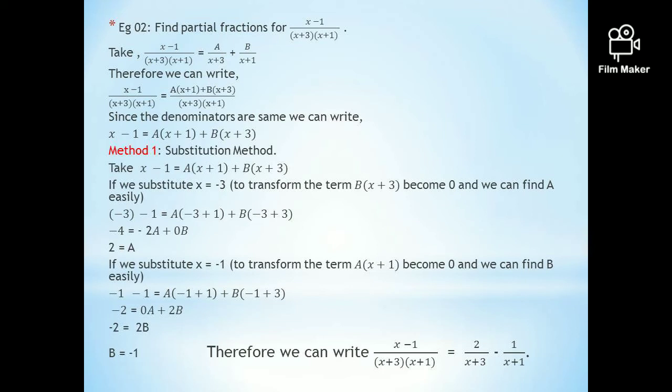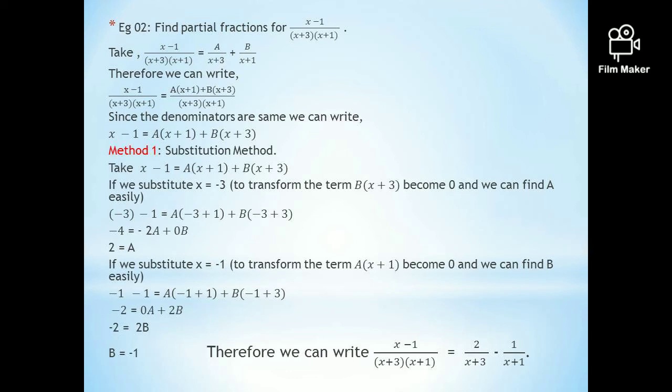With that, you can write x minus 1 divided by x plus 3 into x plus 1 equals a times x plus 1 plus b times x plus 3 divided by x plus 3 into x plus 1. Then, since the denominators are the same, you can simply equate: x minus 1 equals a times x plus 1 plus b times x plus 3. Then I will use the method of substitution to do this question.